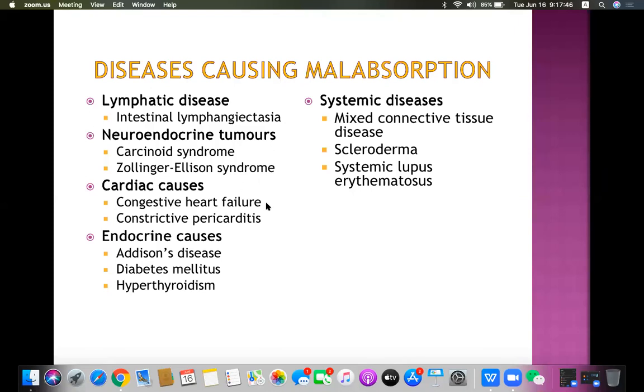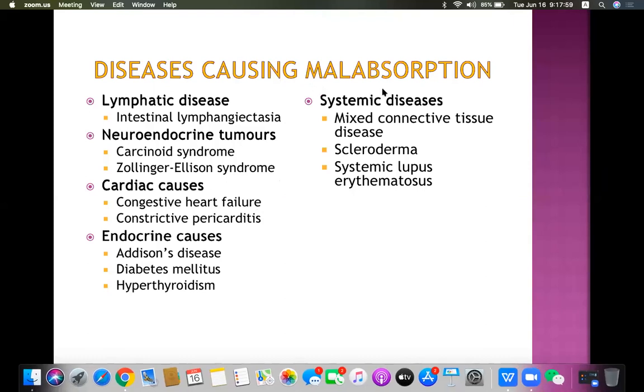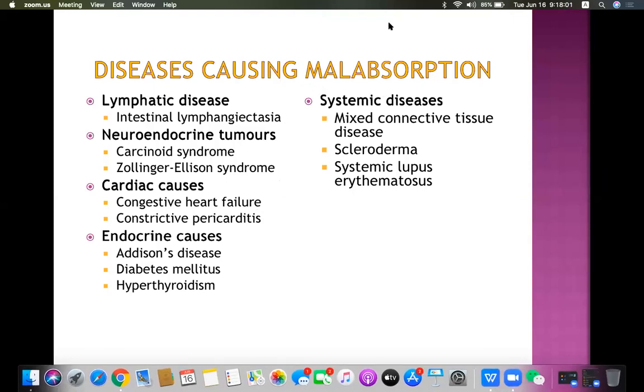Cardiac causes are heart failure and constrictive pericarditis. In both of these situations, there is chronic edema of the bowel. If edema of the bowel occurs, then again it hampers the absorption process. These are the cardiac causes.